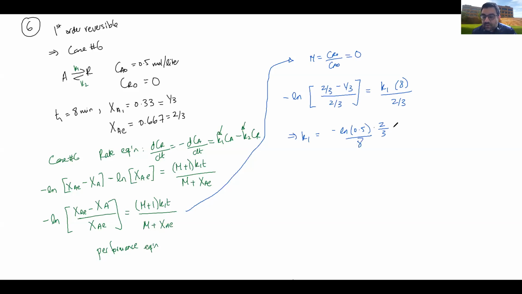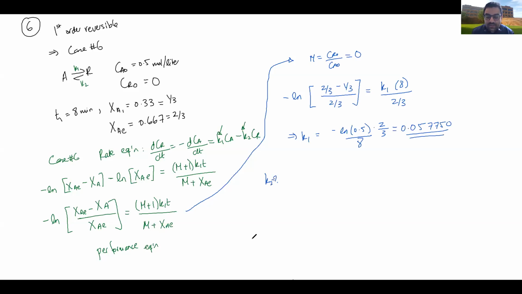So this is K1, and let me evaluate this, see how much ln 0.5 multiplied by 2 divided by 3 divided by 8 again. So K1 will be 0.057750. Okay, so I have K1, so how do I get K2?